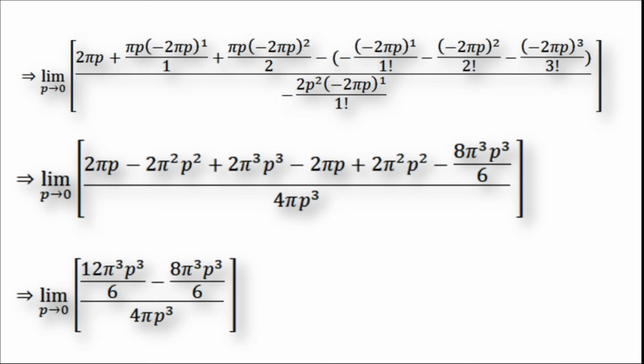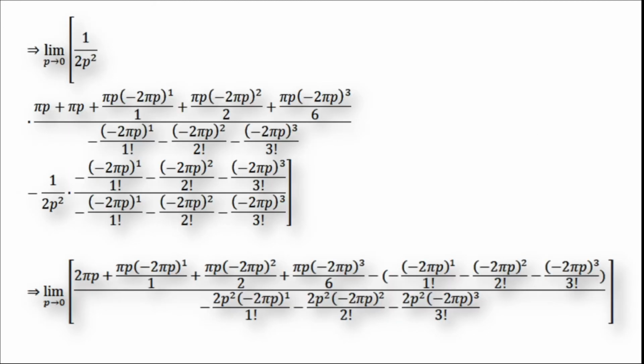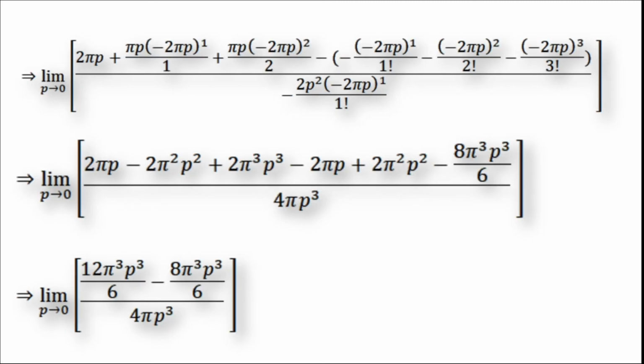So the final limit, I have to tell you one thing. I am keeping only the terms up to the third power. The final result is 12 pi cube p cube by 6 minus 8 pi cube p cube by 6, after some simple algebra, over 4 pi p cube.